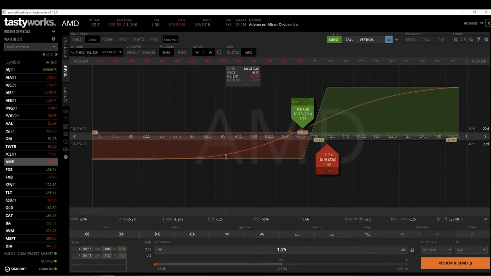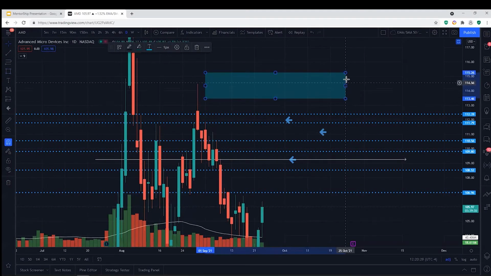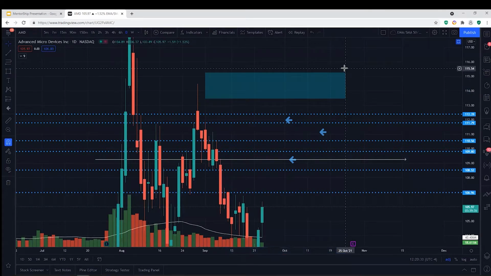Now, if it's super, super bullish and goes up to 115, you will not make any more money. You'll be fully capped out. You'll be making your maximum profit, but you won't make more money.